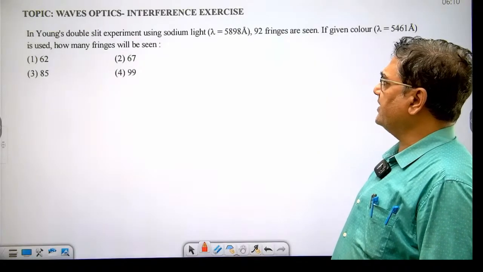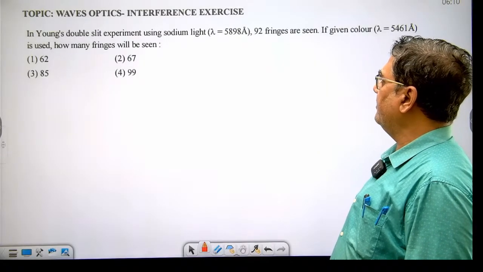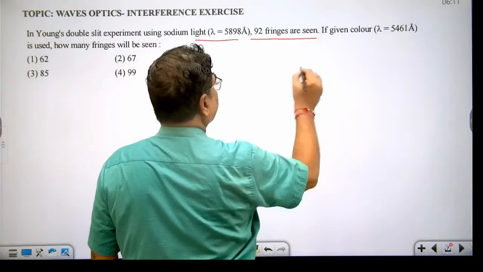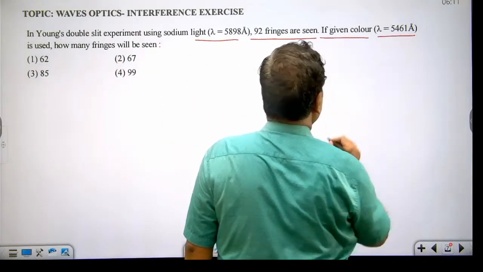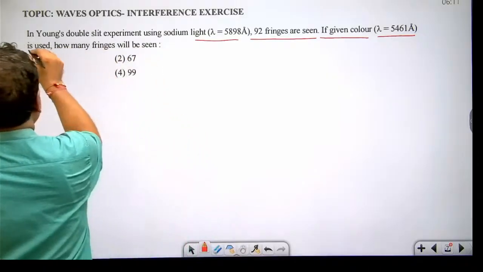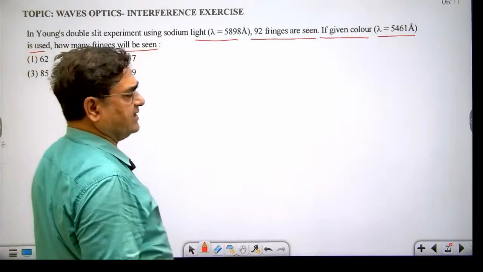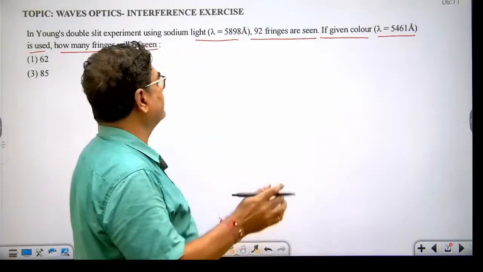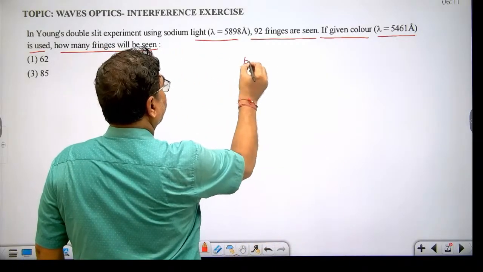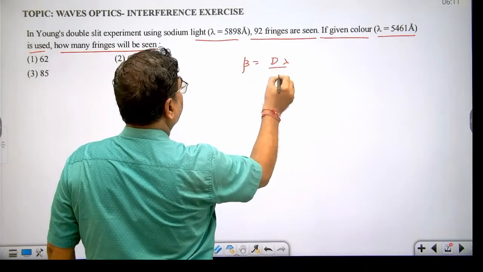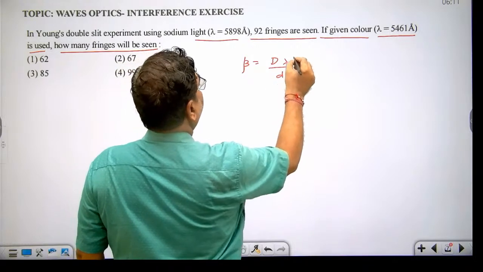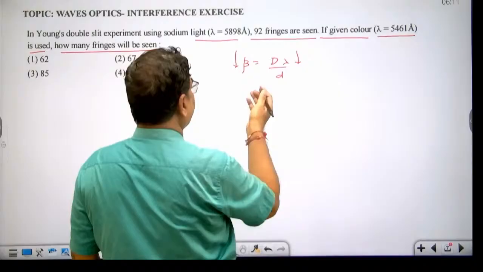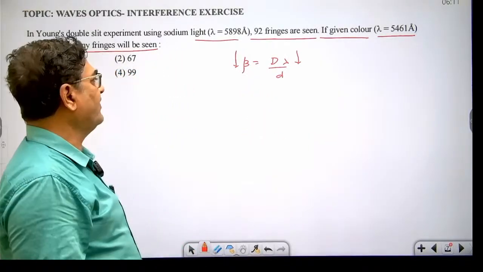In Young's double slit experiment using sodium light of lambda equal to 5898 angstrom, 92 fringes are seen. If a given color of lambda equal to 5461 angstrom is used, how many fringes will be seen? Dear student, in a certain distance x, since fringe width equals D lambda upon d, if lambda is decreased, then what will happen? Fringe width will decrease. If fringe width decreases, then definitely in a certain distance the number of fringes will increase.